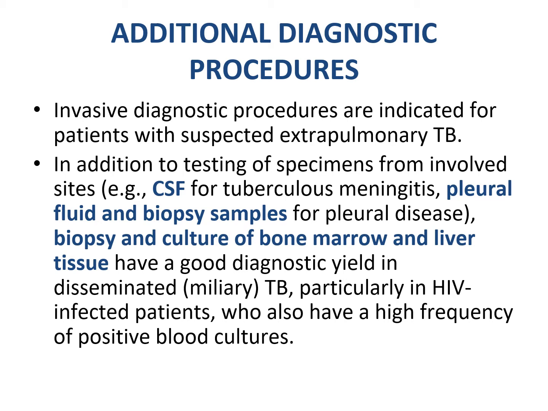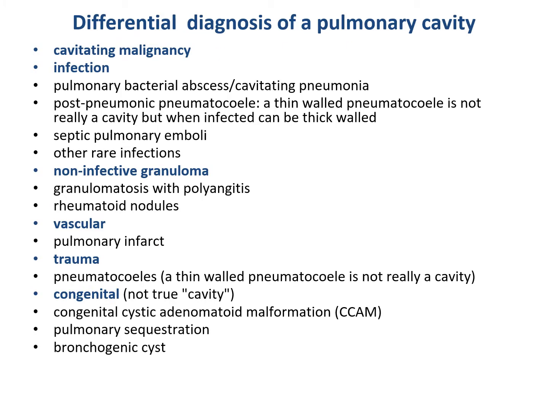Invasive diagnostic procedures are indicated for patients with suspected extrapulmonary TB, in addition to testing of specimens from involved sites, for example, CSF for tuberculous meningitis, pleural fluid, and biopsy samples for pleural disease. Biopsy and culture of bone marrow and liver tissue have a good diagnostic yield in disseminated or miliary TB, particularly in HIV-infected patients, who also have a high frequency of positive blood cultures.